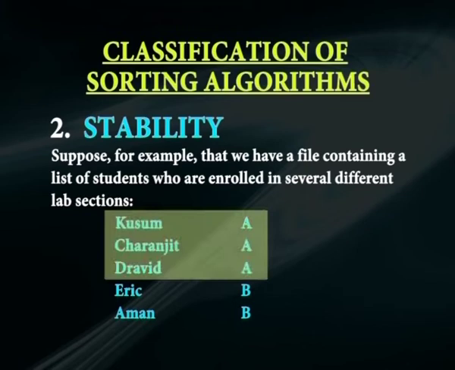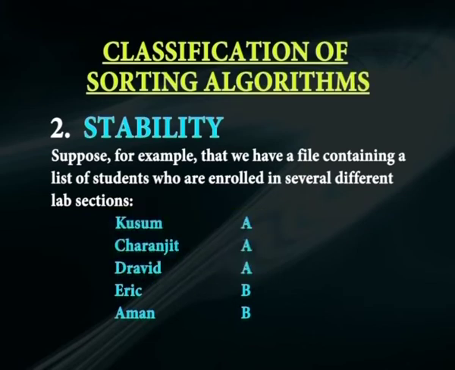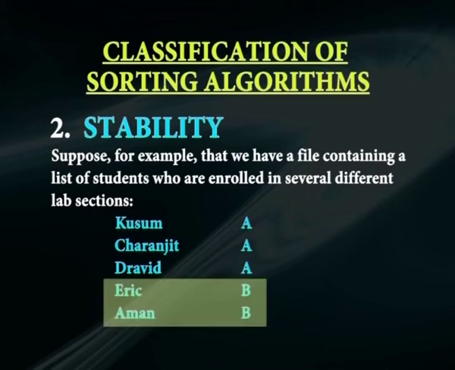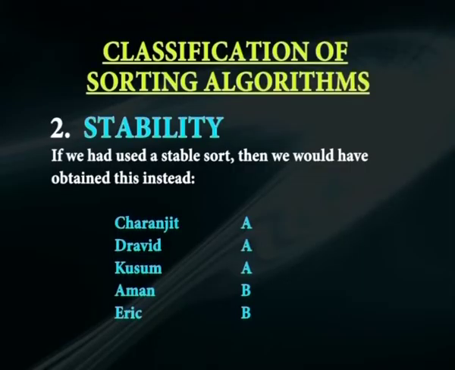And of course, we would have liked the students in lab section A to be still in alphabetical order, as well as those in lab section B, but this did not happen. The reason it did not do so was that the sort we used the second time around was not stable. If we had used a stable sort, then we would have obtained this instead: Charanjit lab A, Dravid lab A, Kusum lab A, Aman lab B, Eric lab B. Among simple sorting algorithms, bubble sort and insertion sort are stable, while among the complex algorithms, merge sort is stable.